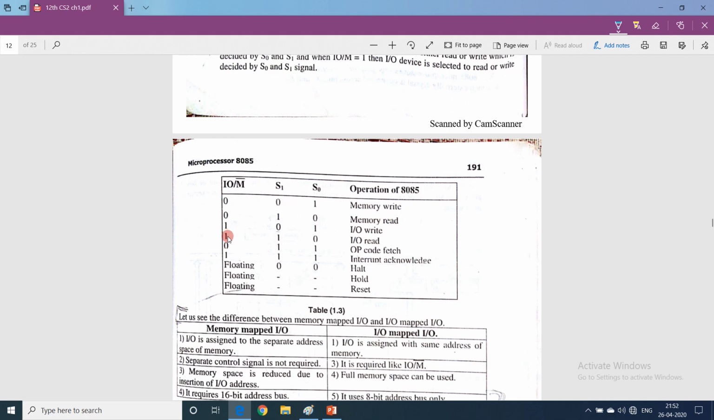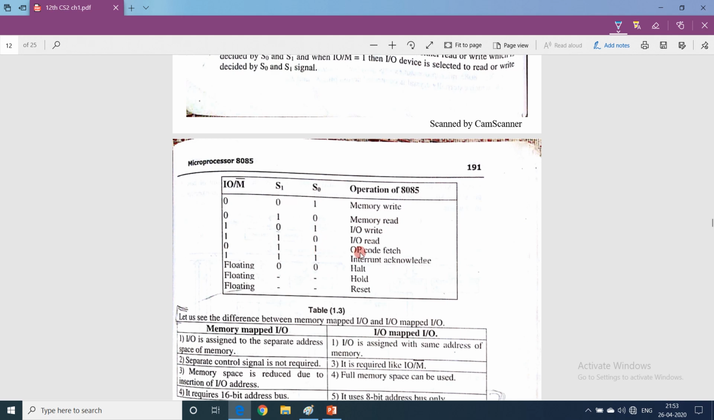When IO/M bar is 1, S1 is 1, S0 is 0, it is used to read data from the input and output device. Okay, then when IO/M bar is 1, S1 is 1 and S0 is 1, it is used for opcode fetch.